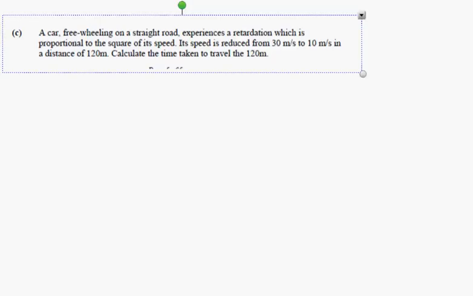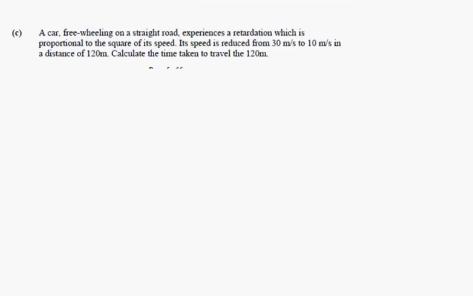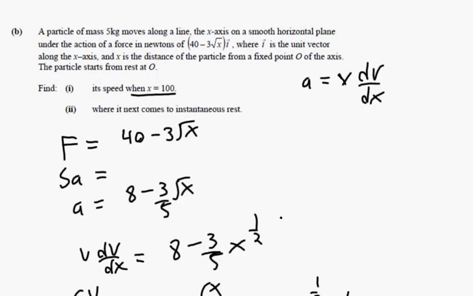Now, a car freewheeling on a straight road experiences a retardation which is proportional to the square of its speed. Acceleration is equal to minus k v squared, where k is some constant of proportionality. Actually, I skipped part 2, didn't I?